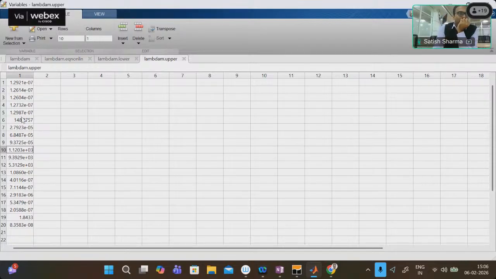Anyone? The sixth one and the 10th one. First of all, what do the sixth and 10th signify? These are upper limits, right? Upper limit of what?